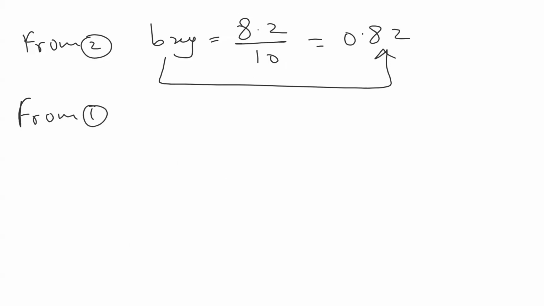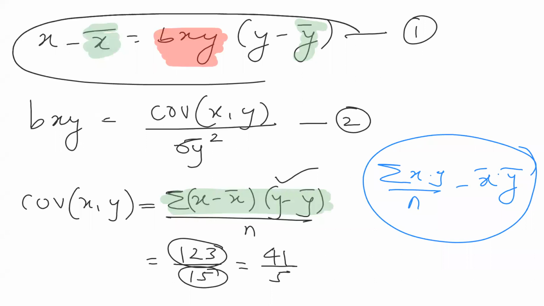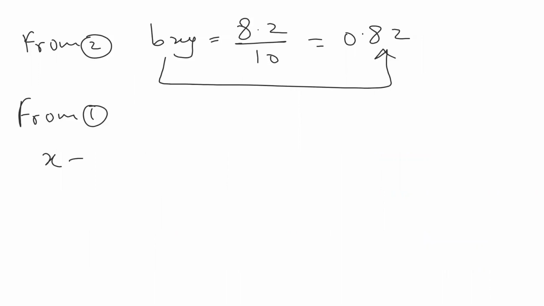Equation number 1 is nothing but line x on y. X minus x bar. What is x bar? X bar is equal to 25. Then bxy is equal to 0.82. Y minus y bar. What is y bar? Y bar is equal to 18. Now these are simple calculations which we can solve further.